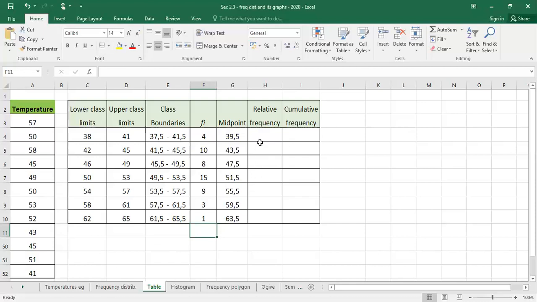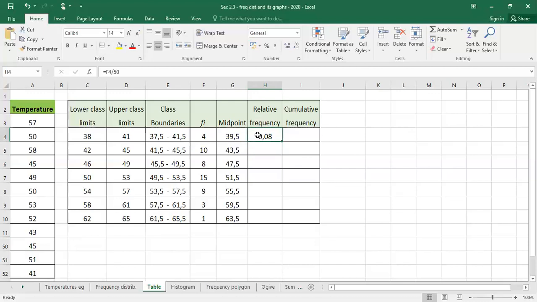So relative frequency will be, in this cell, I want the answer to be equal to how many points there were in that interval out of, so divide by all 50. Enter. So a portion 0.08. If you multiply that by 100, you get the relative frequency percentage, which would be 8% of all the values are in that interval. Okay, but we're just looking at the relative frequencies here.